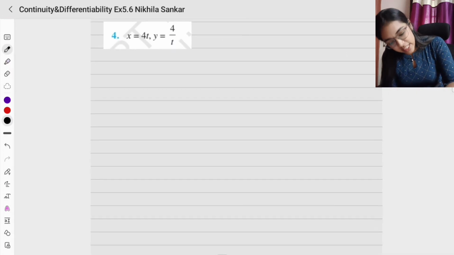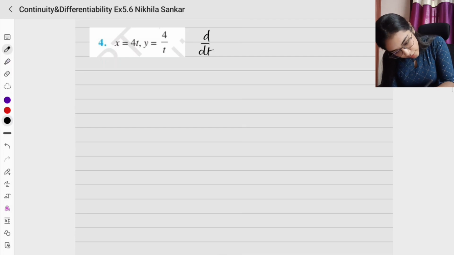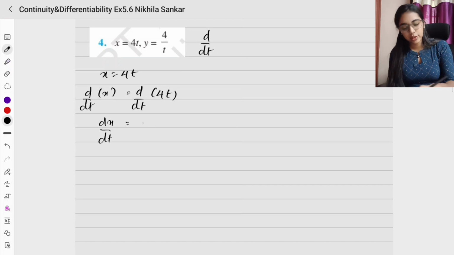Okay. Question number 4. My parameter is t, so I need to differentiate with respect to t. So x is equal to 4t, d by dt of x equals d by dt of 4t, dx by dt equals 4 is a constant, d by dt of t is going to be 1. So this is simply 4.